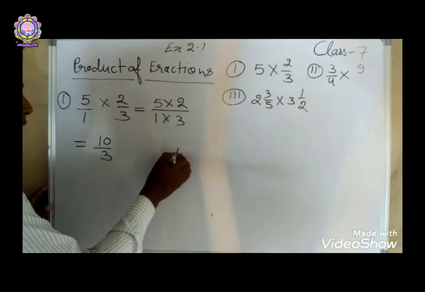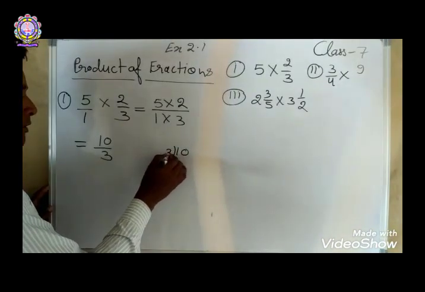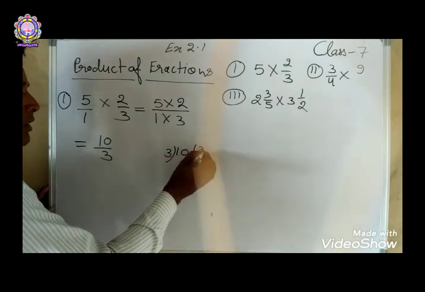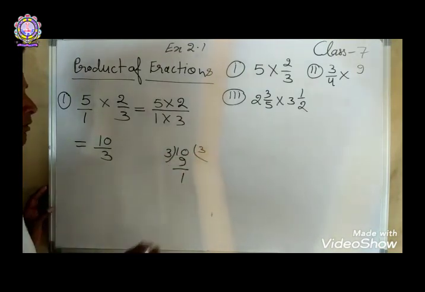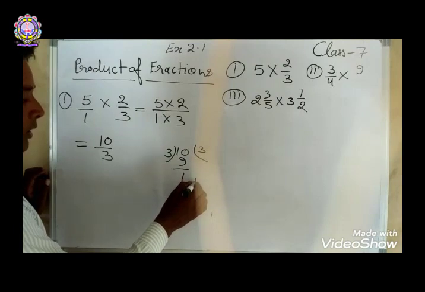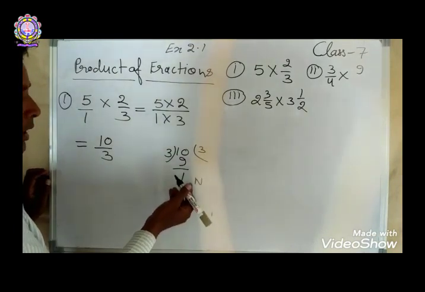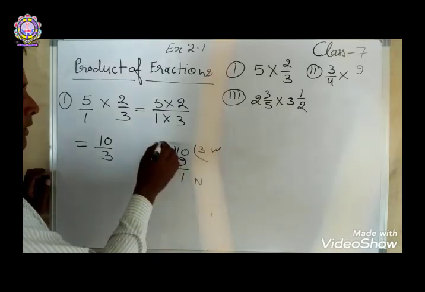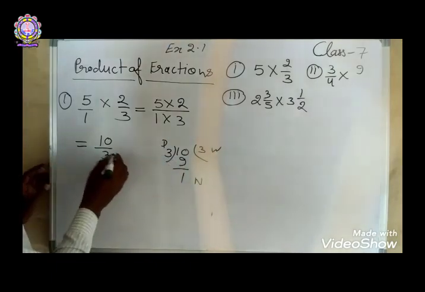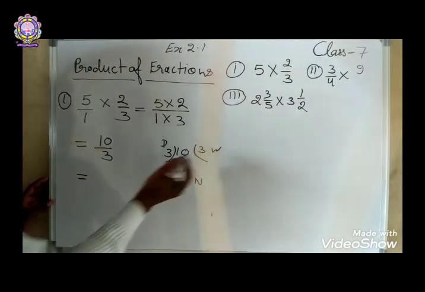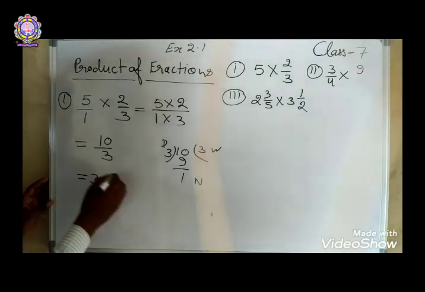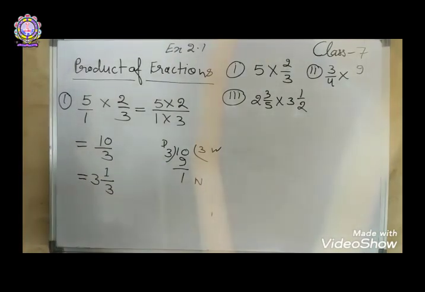We already know 10 divided by 3. So it is 3 3s are 9, 1 is left. So this is the numerator, and this is the whole, and this is the denominator. So you write here 3 as a whole number, 1 as a numerator, and 3 is the denominator.